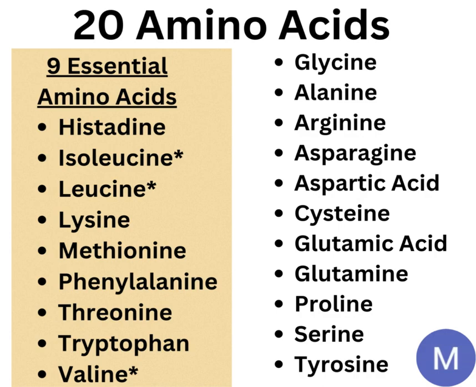Now, I do want to highlight that the amino acids on the right-hand column, the other 11 amino acids of the 20, even though they fall into a non-essential category, it does not mean that they are not vitally important.